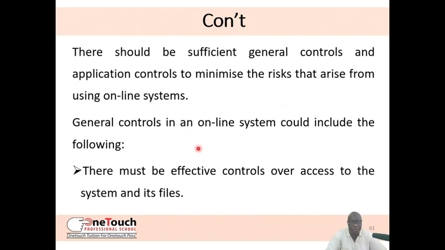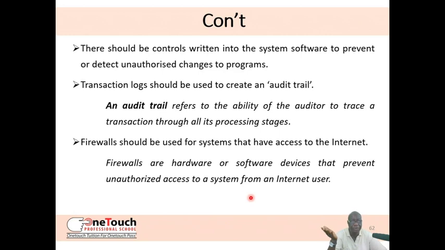So we have general controls in an online system, which include what? You must find out and make sure that there is effective control over access to the system and its files. There should be controls written into the system software to prevent or detect unauthorized changes to programs. Since the system is open to everybody, there should be controls in the system software which can prevent or detect unauthorized changes to programs. Nobody should pass through the system and change any program. Transaction logs should be used to create an audit trail.